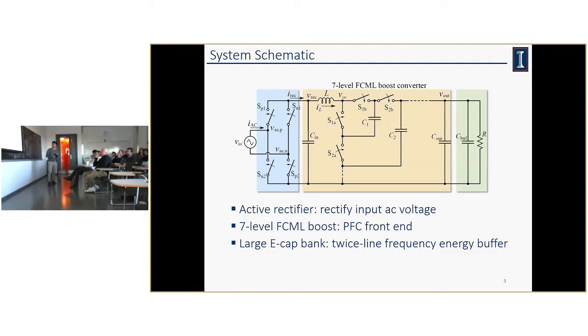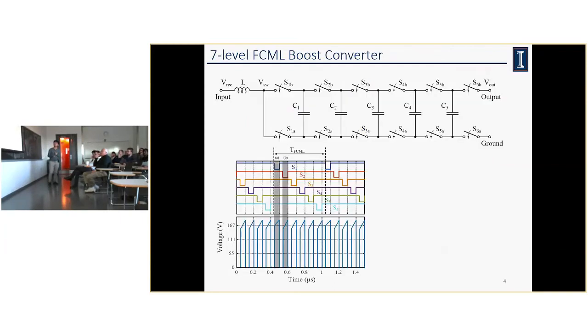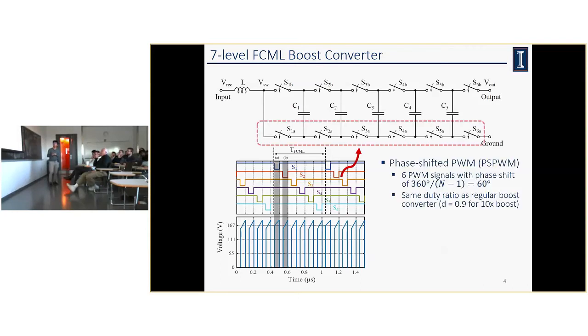So let's first go to the most critical part of the circuit, the multi-level boost converter. I'll quickly go through its operation. This converter operates based on phase shifted PWM. Each switch is controlled with a single PWM signal, and the six of them are phase shifted by 60 degrees from each other, and it has the same conversion ratio as a regular boost converter. That is, if you have a duty ratio of 0.9, then you have a 10 times boost. Here is the corresponding PWM waveform.